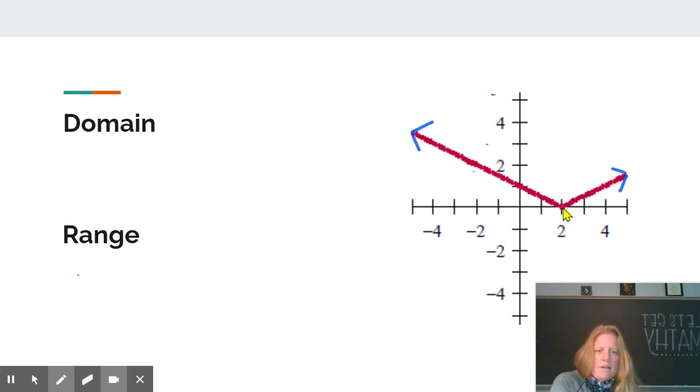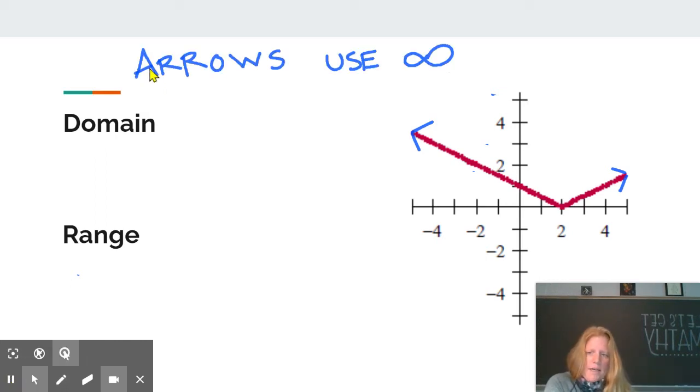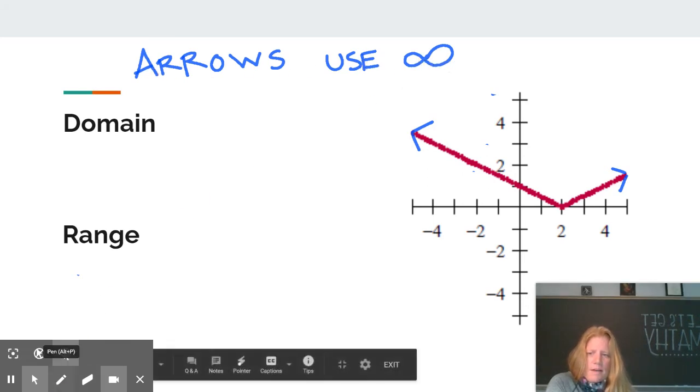Well, we can see here that this graph is going on forever in the x direction as well as the y direction in the upward trajectory. There's nothing down here. So if we look at this, when we have arrows, arrows are going to signify the infinity symbols at some point in your domain and range, maybe a combination of both, maybe just one. So again, arrows, you are going to use infinity symbols to represent that idea.